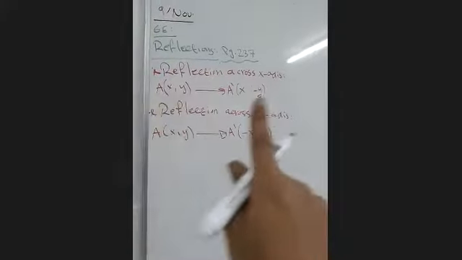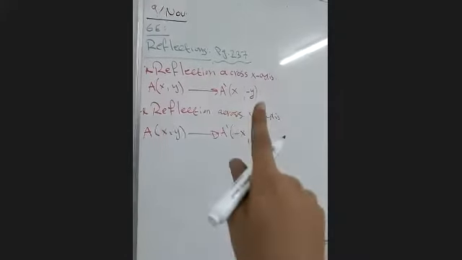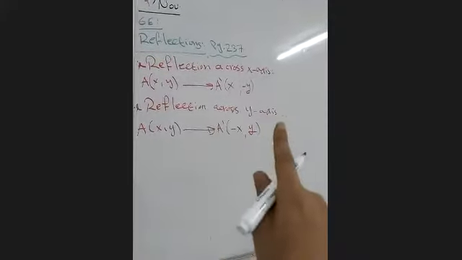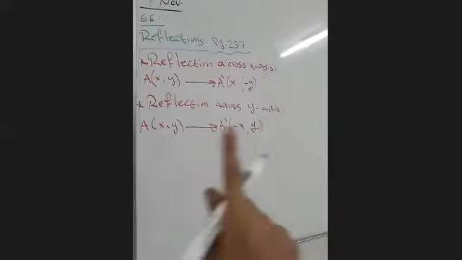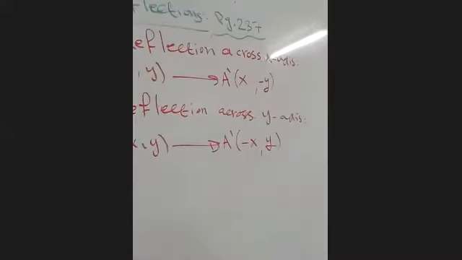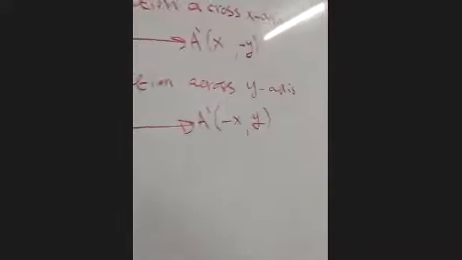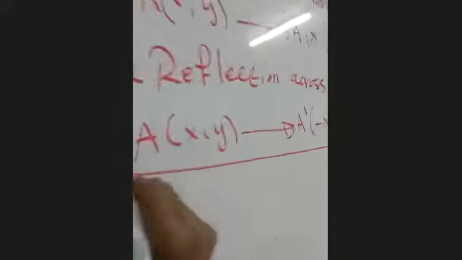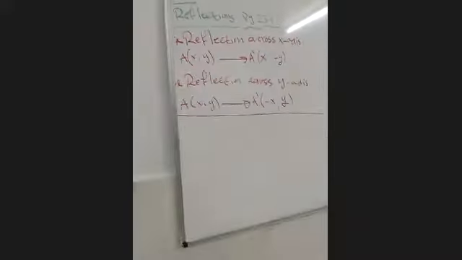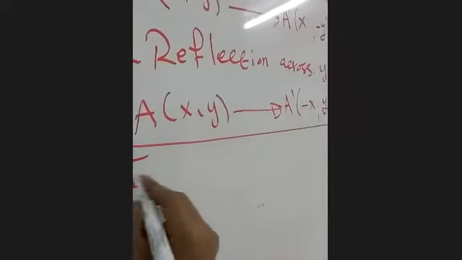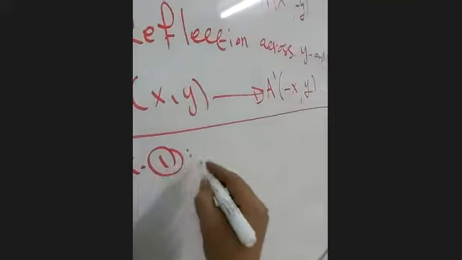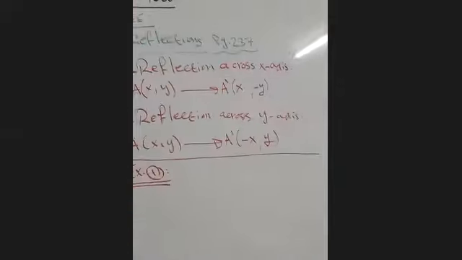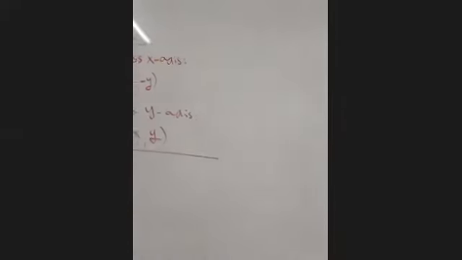So these are the two formulas. Reflection across the x-axis, x stays, change the sign of y. Reflection across the y-axis, y stays, change the sign of x. These are the two formulas. And today what we will do, we'll do the exercises and examples of the lesson together. So we'll start with example one. Before example one, let's take two quick examples about these two formulas.